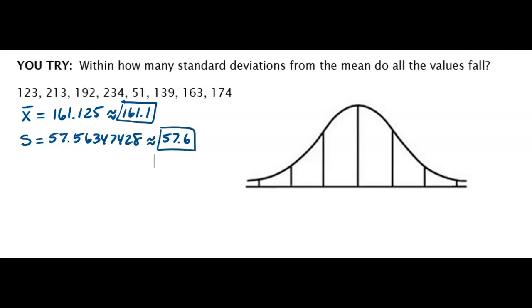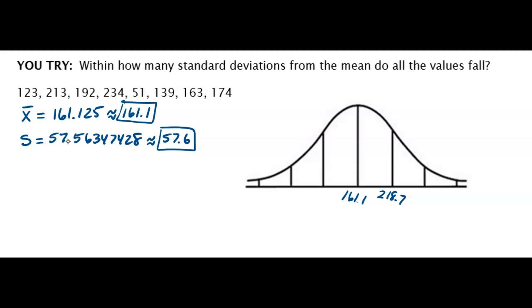All right, so our mean goes in the middle, 161.1, and then going to the right, we're going to be adding our standard deviation of 57.6. So our next line, which is 1 standard deviation to the right, is 218.7.